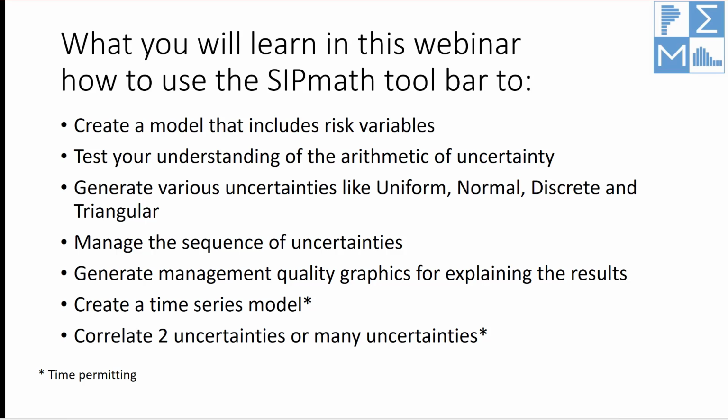We'll see how to manage the sequence of uncertainties. This is really important so you can have consistency in your results, so you can have accountability in the results. We're going to generate some management quality graphics to help explain the results. Oftentimes this is where analysts fall down. They're able to do the complex modeling or financial accounting and everything, but unless you can explain it to management and get their buy-in, there's no commitment to action.